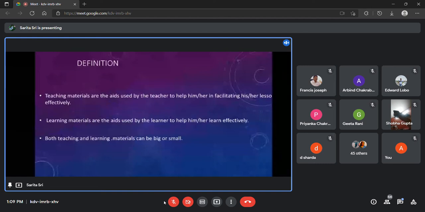The teaching and learning materials can be brought or made easily by both the facilitator and the learner, and they can be big or small.